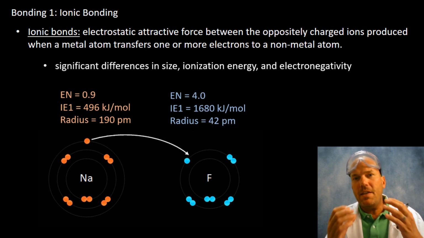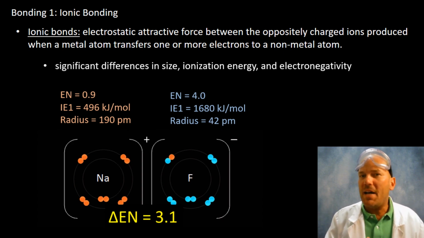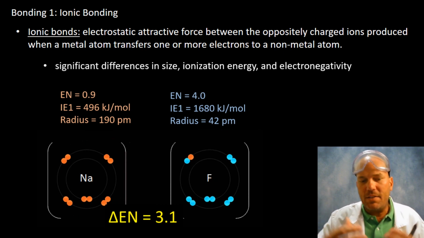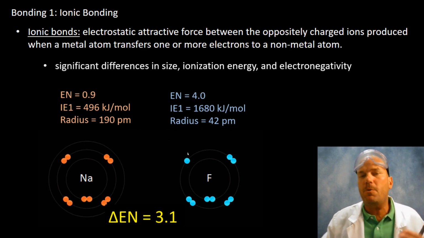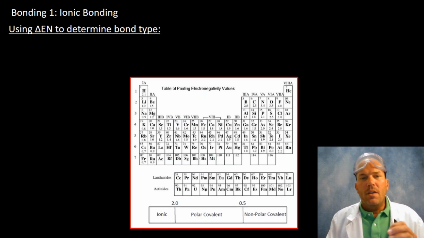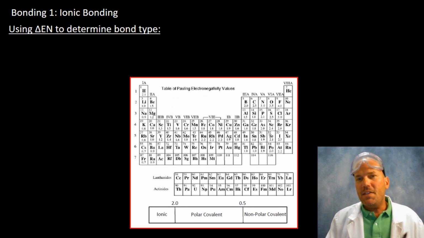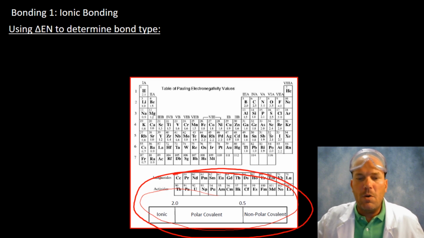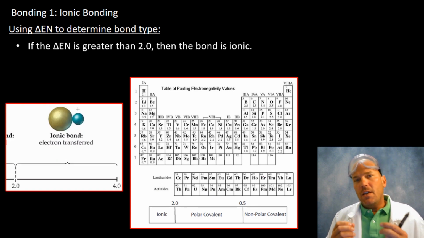Now, using the difference in electronegativities, we can actually determine the types of bonds that are going to form. So in this case here, we have a change in electronegativity of 3.1 calculated by taking 4.0 and subtracting 0.9. I'm going to talk to you more about that. Please get out your Pauling scale of electronegativities. Now you've seen this scale here at the bottom, and up to this point I have not mentioned what this scale is used for. I'm going to cover that now.